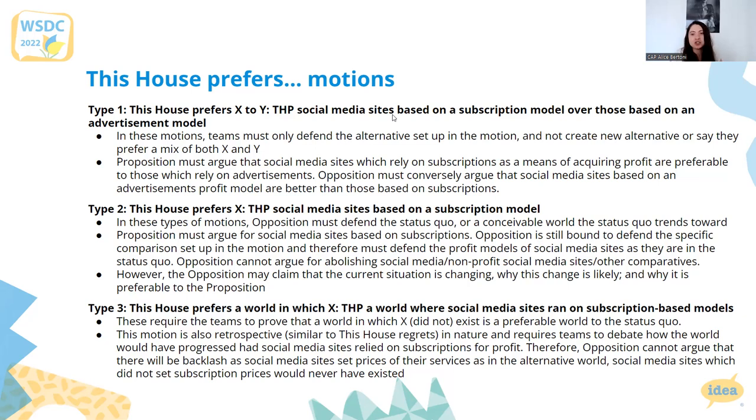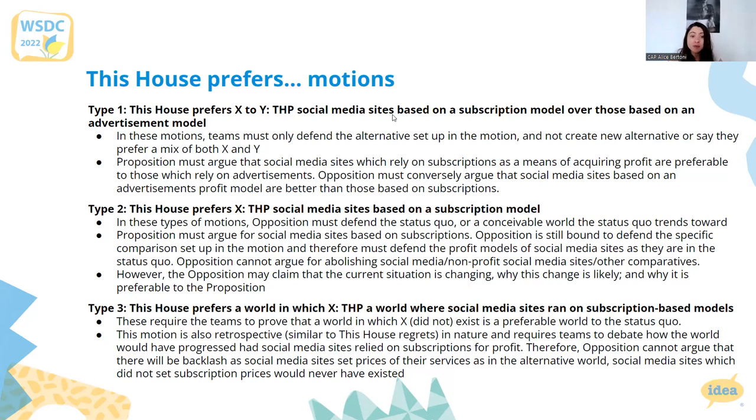So for example, opposition could not argue for abolishing social media websites and other comparatives that do not exist. However, the opposition can still claim that the current situation is changing. So taking a stance of this is the status quo, but it's likely that the status quo will develop in a way that, although it does not exist yet, is preferable, and we would be interrupting that sort of thing if we prefer the other. Here, opposition cannot pick one specific thing to defend. They need to prove the likelihood of that being what they are defending in the status quo.